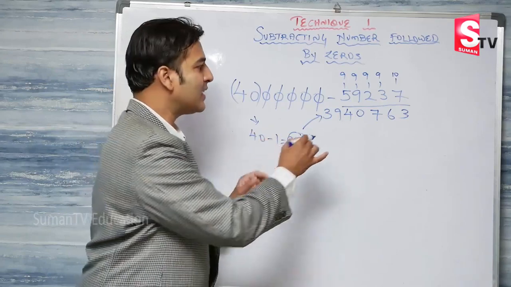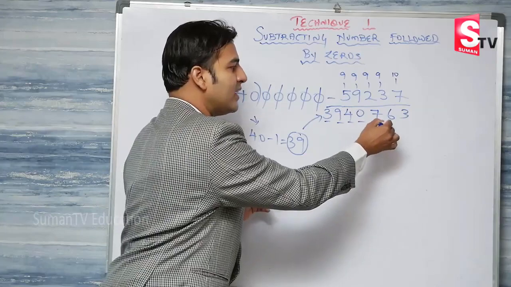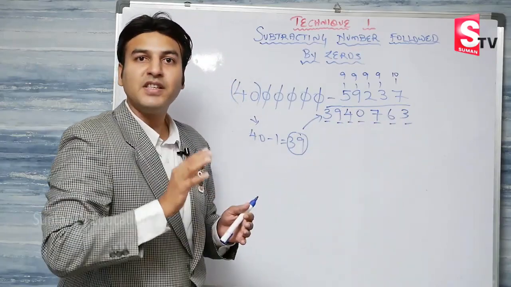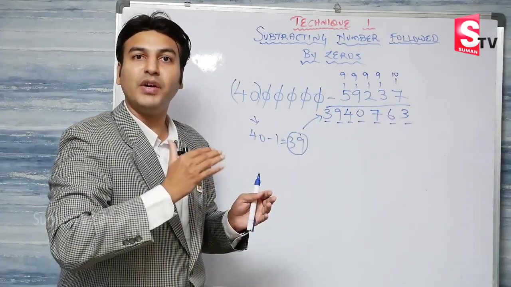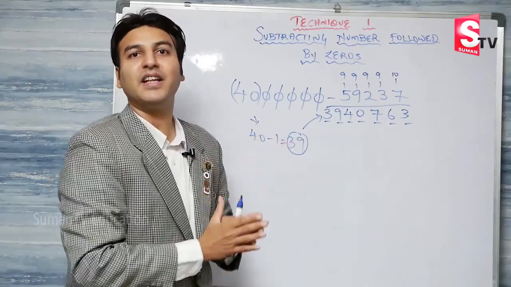It is important because this number again has to be included in the final answer. So my final answer is 3940763. So please remember that you can use this technique only when you have a number followed by zeros and when you are subtracting any other number.